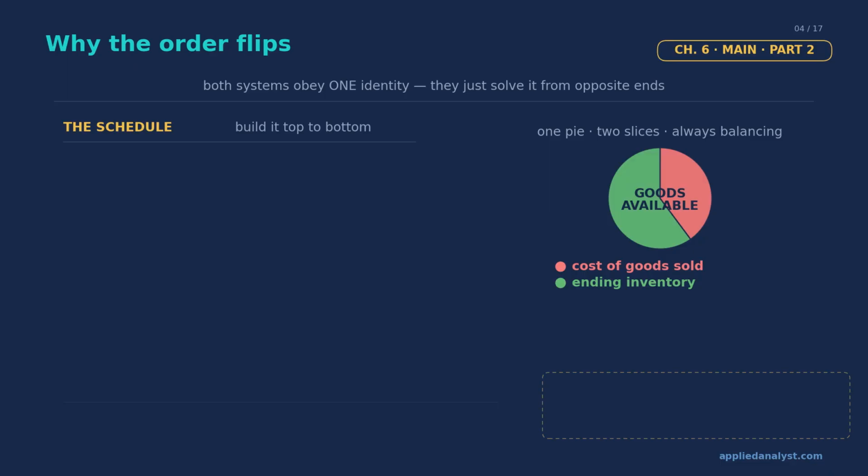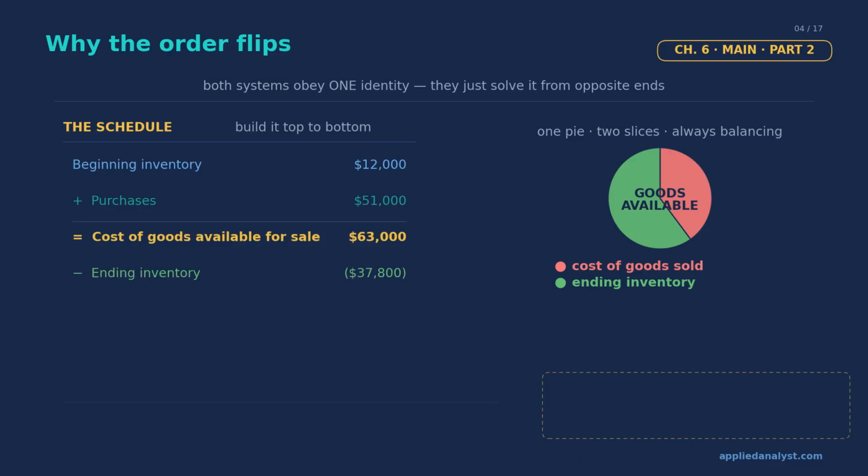Build the schedule with me on the left. Beginning inventory, $12,000, plus purchases, $51,000, equals cost of goods available for sale, $63,000, minus ending inventory, equals cost of goods sold. Both systems obey that identity. One pie, two slices, always balancing. The only question is which slice each system measures first, and which it backs into.